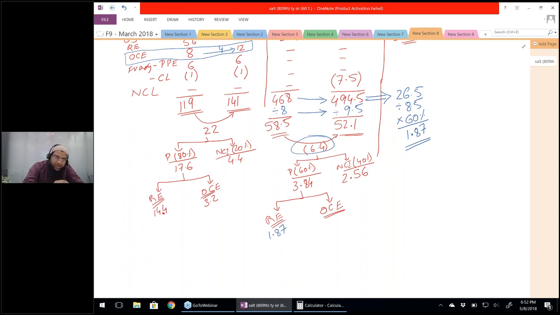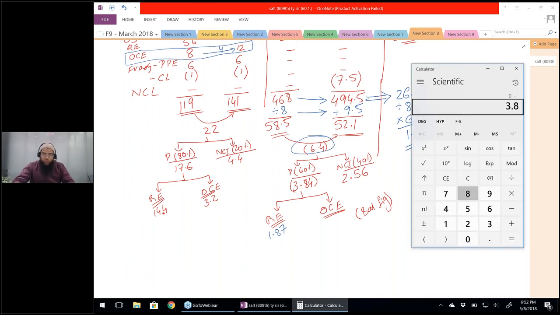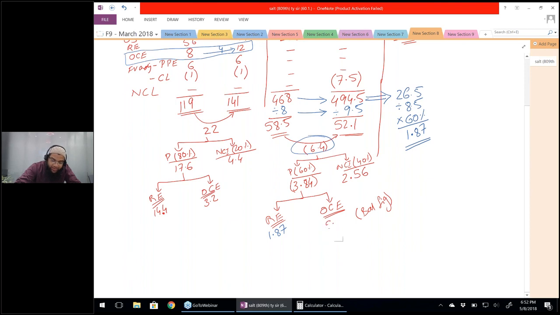Now the total share was a negative 3.84. So we will calculate OCE as a balancing figure. Minus 3.84 minus 1.87 gives us minus 5.71. So in OCE, the value should be taken as minus 5.71. This is a balancing figure. So this is how we divide the net assets of a foreign subsidiary between retained earnings and OCE.